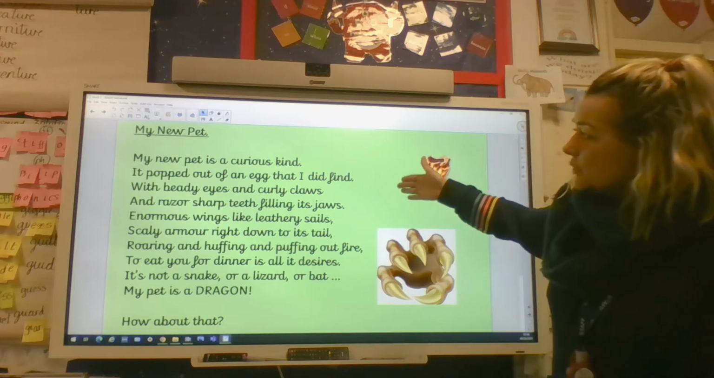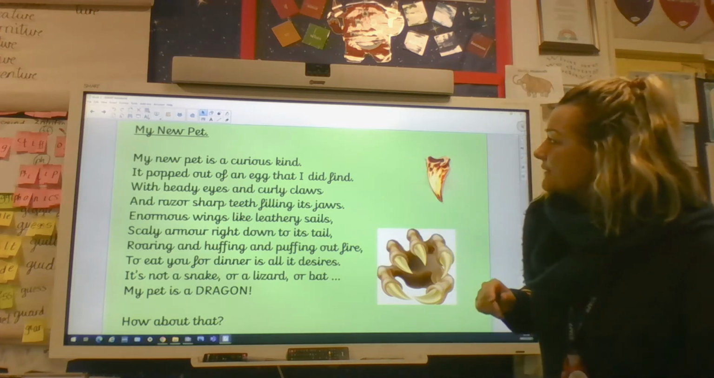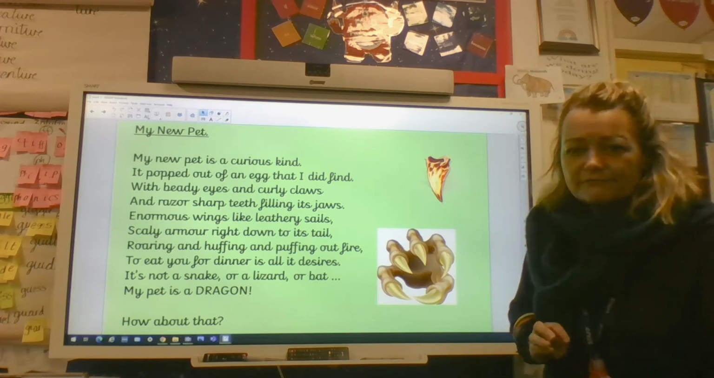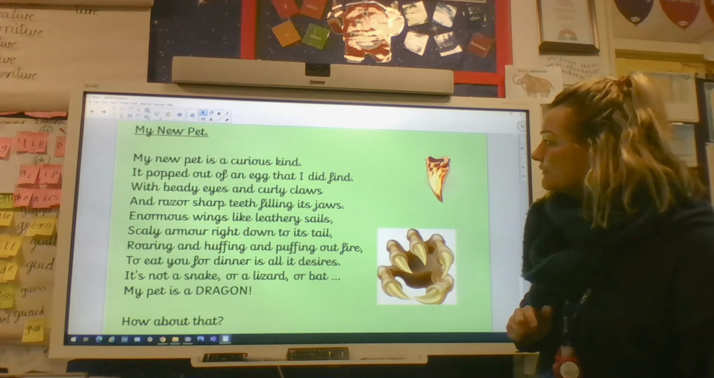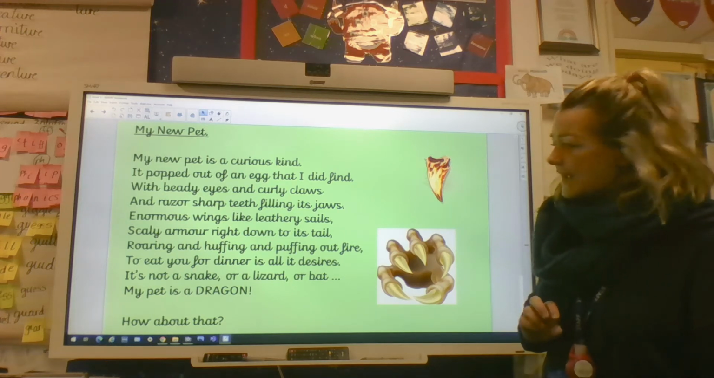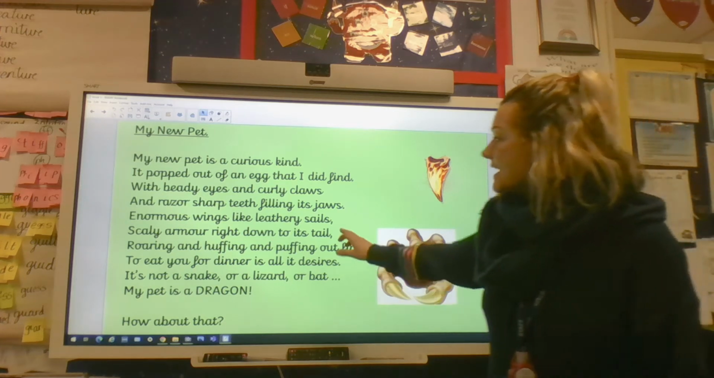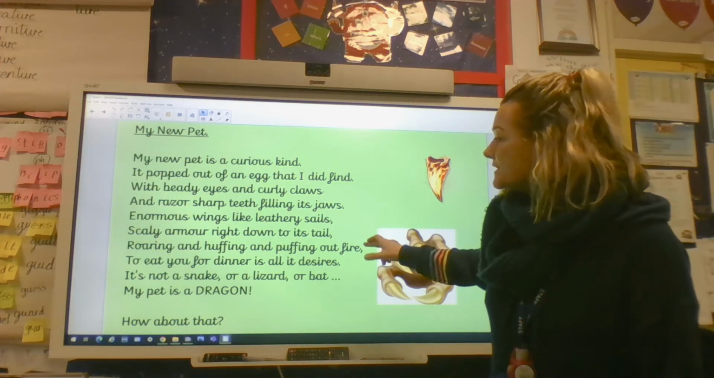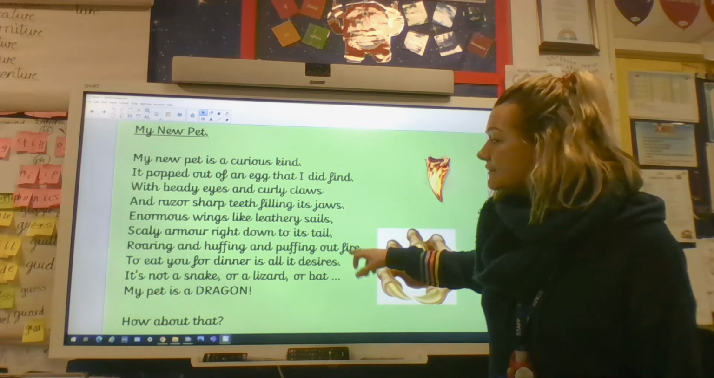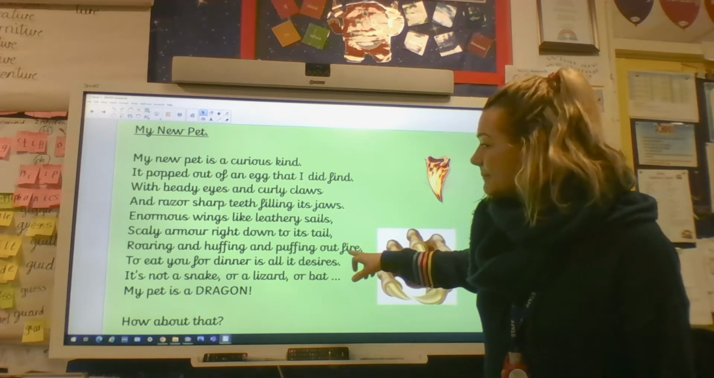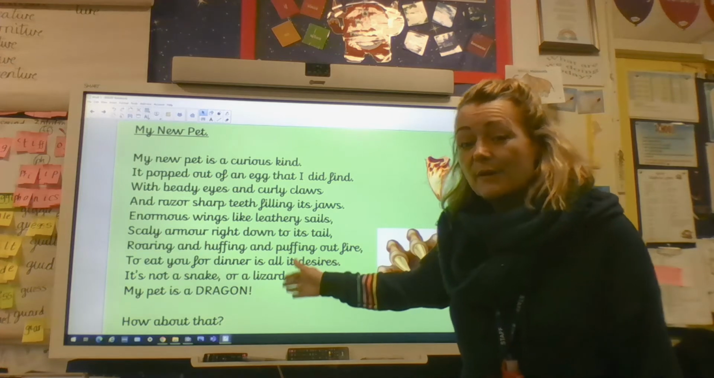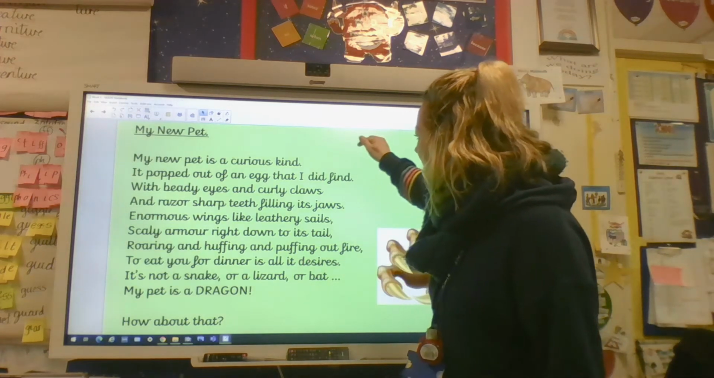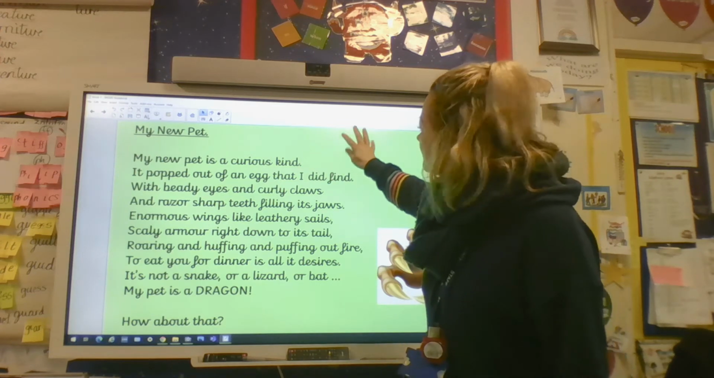Read it through. My new pet is a curious kind. It popped out of an egg that I did find, with beady eyes and curly claws and razor-sharp teeth filling its jaws, enormous wings like leathery sails, scaly armour right down to its tail, roaring and huffing and puffing out fire, to eat you for dinner is all it desires. It's not a snake or a lizard or bat. My pet is a dragon.